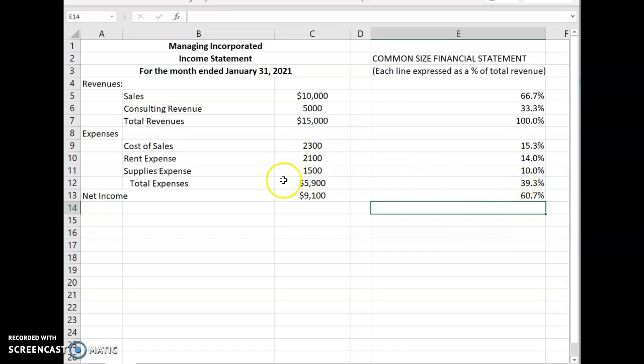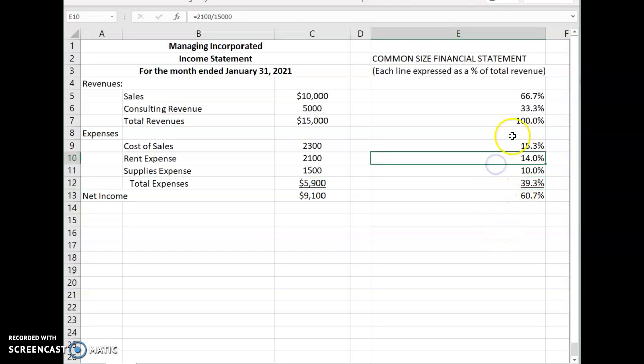And we can see that if we were doing our numbers, we would take revenues minus expenses to give us net income. So if we do the same thing with our percentages, 100% total revenues minus total expenses of 39.3% gives us net income of 60.7%. So that's one way that you can check your math to make sure it's correct.